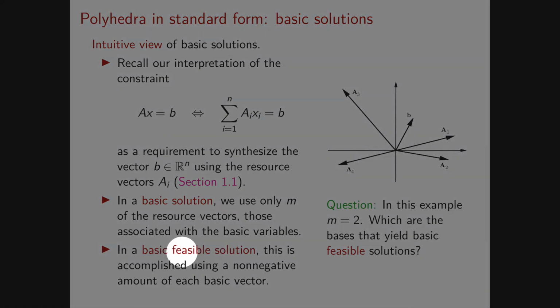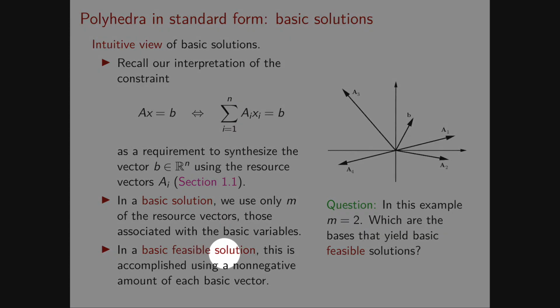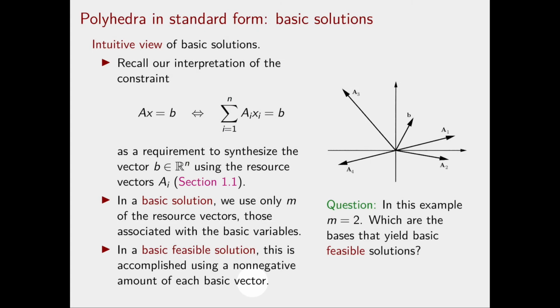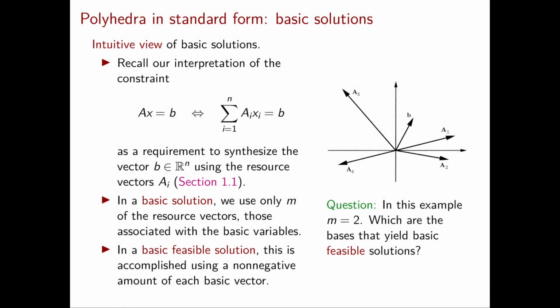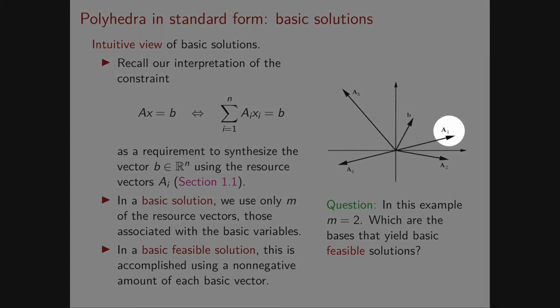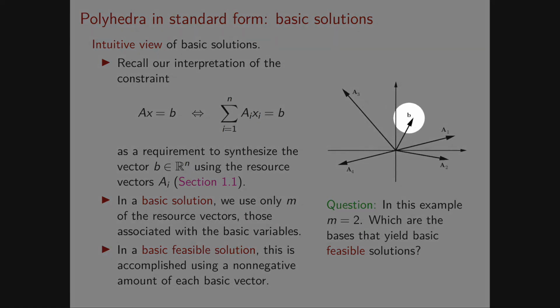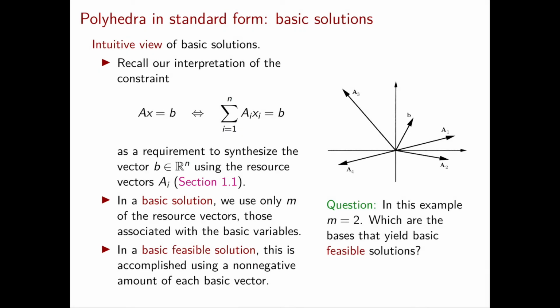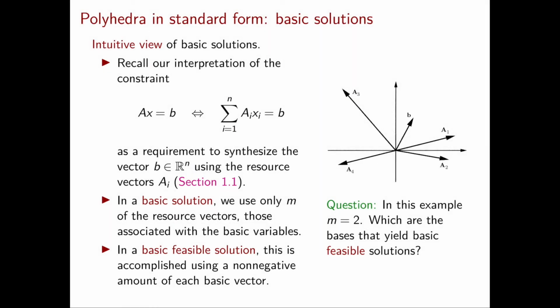Furthermore, in a basic feasible solution, we have one additional restriction, namely that we can only use non-negative amounts of each basic vector. Let's see an example. In this picture here, we have m equal to 2. How can I understand that? Because I am drawing A1, A2, A3, A4, these are the four columns of my matrix A, and the right-hand side b of my system of equations, and I'm drawing them in the plane. Therefore, each one of them has two components, which means that I originally had only two constraints.